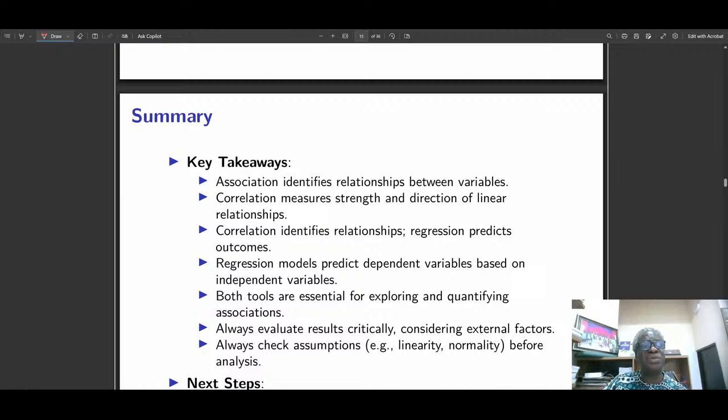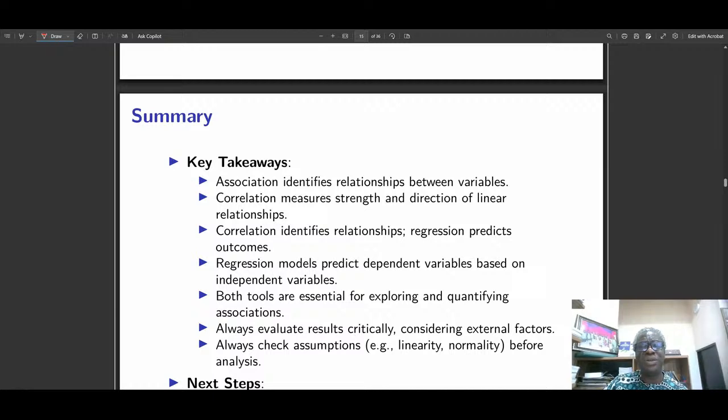Simple, you have one dependent, one independent. Multiple, you have one dependent and you have two or more independent variables. So both correlation and regression, they are essential for exploring and quantifying associations.